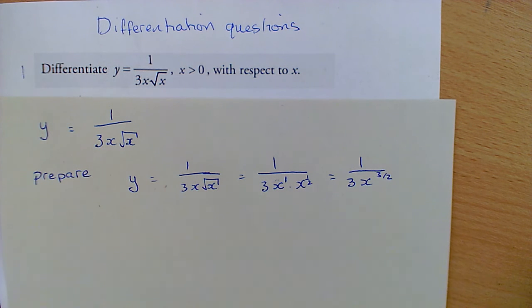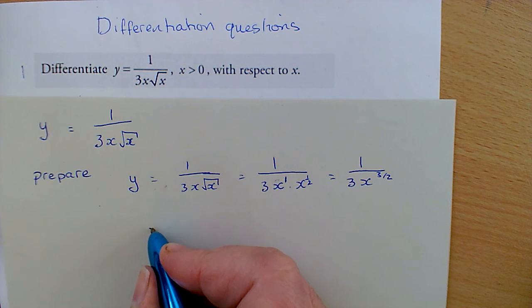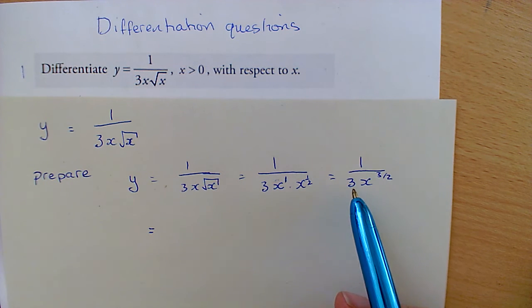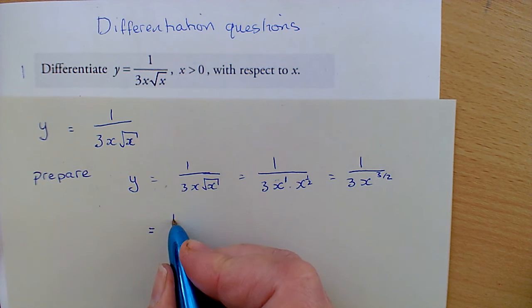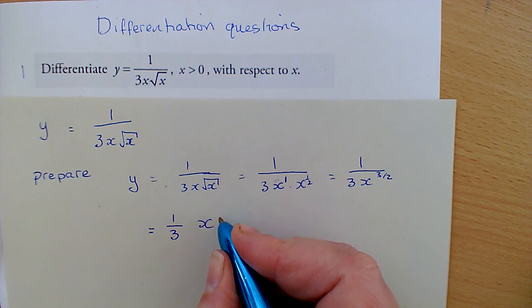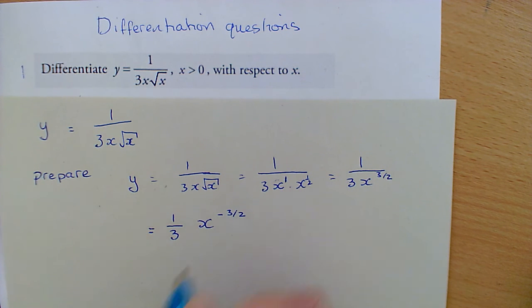Okay. Now this is still not in a form that you can differentiate. You need to get that x assumption to the top line. So 3 is staying down there, so that is 1/3, and 1/3 times 1 over x to the 3 over 2. But if you're going to take that up onto the top line, it's going to become x to the negative 3 over 2. Okay, so that's it prepared for differentiation now.